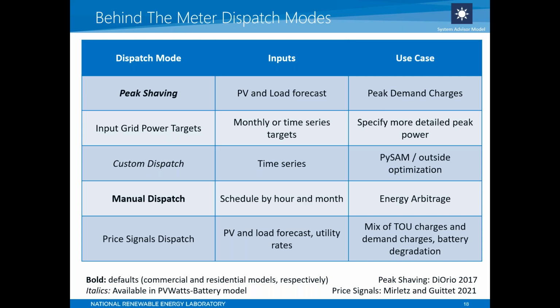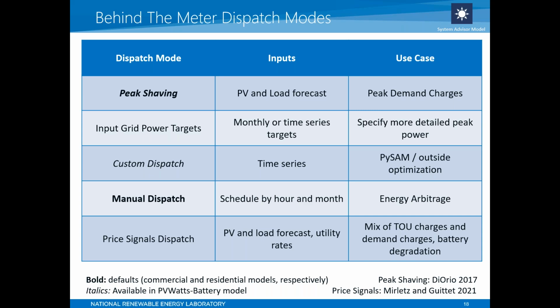Next up is the manual dispatch option, which allows the user to specify the schedule by hour and month. So which hours correspond to charging, which hours correspond to discharging, and what percent of the battery capacity to either charge or discharge in each hour. And that's typically used for energy arbitrage against an energy-only utility rate.